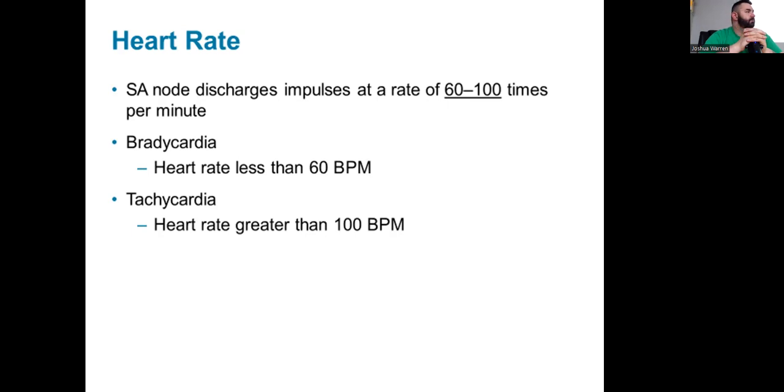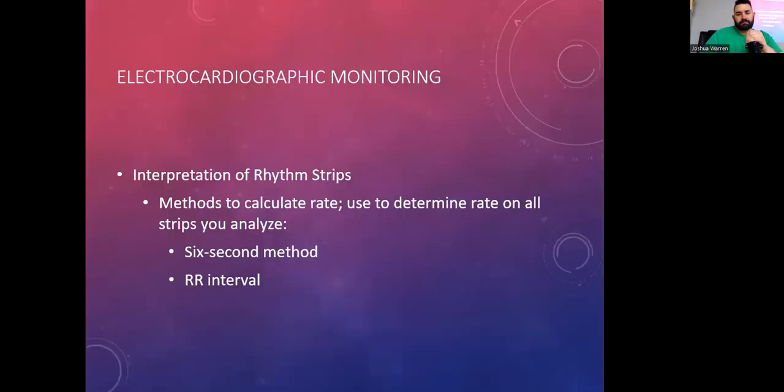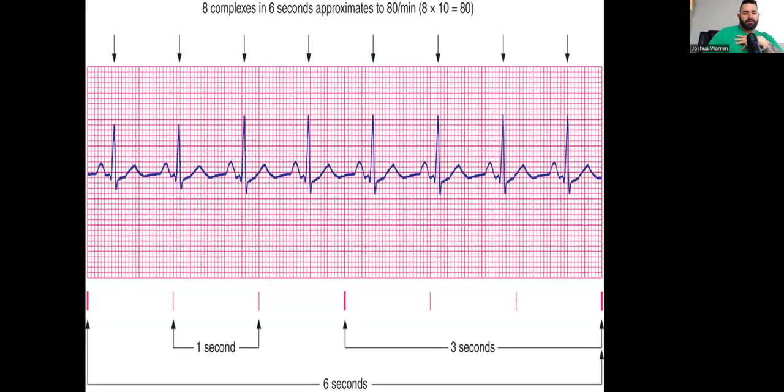How do you count the heart rate on the strip? I'm about to show you. So we have the 6-second method and the R to R interval method. The 6-second method is what I teach. There are other ways, but they seem to me more complicated. Here's what we do. We have 6 seconds on the EKG strip. How do you know what a second is? Well, a lot of times there'll be bold lines up here. So 1 second is how many blocks? 5. So 1, 2, 3, 4, 5.